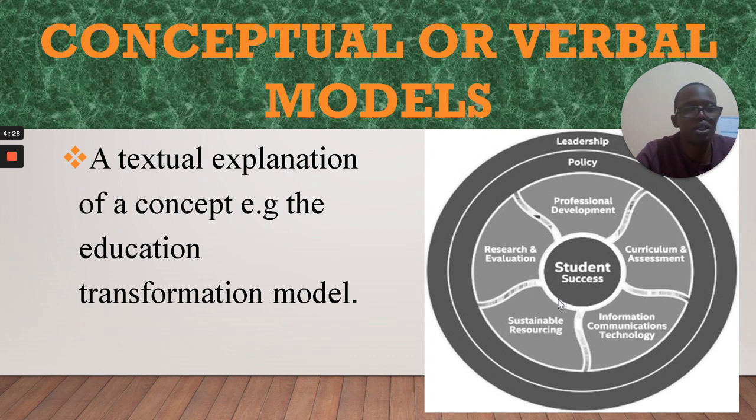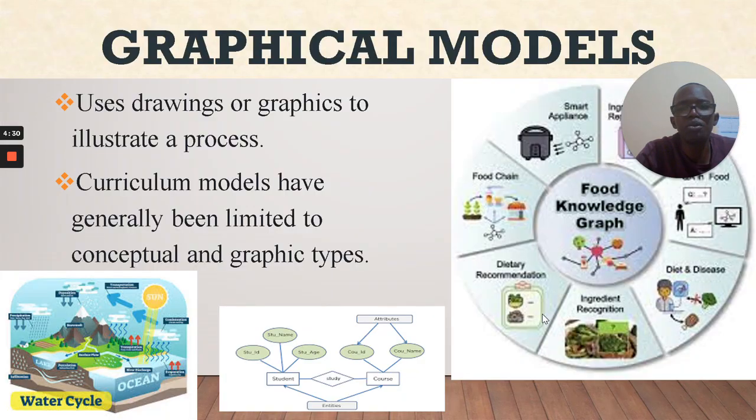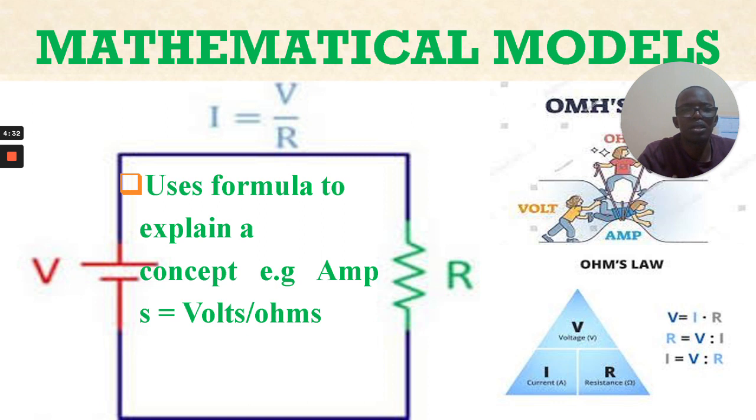conceptual or verbal models. Another type of model we see is mathematical models, and they use formulas to explain a concept. The formula simply gives you a way of arriving at the solution to a problem. So, let's say, when it comes to Ohm's law, we see there is voltage, there is current, there is resistance, and it is more of a pyramid.